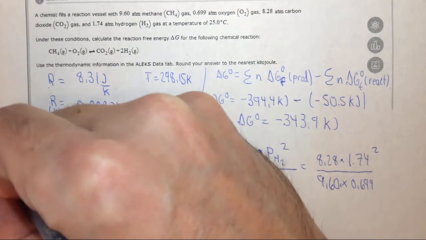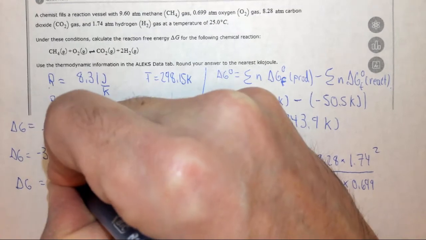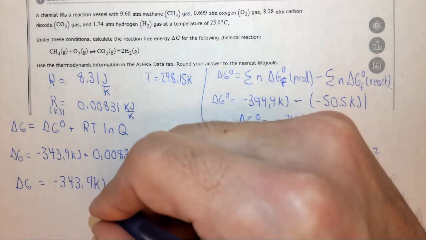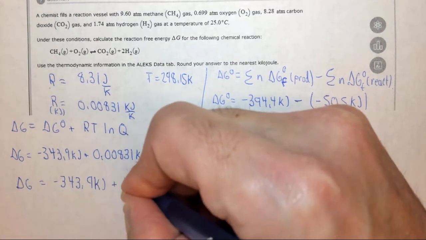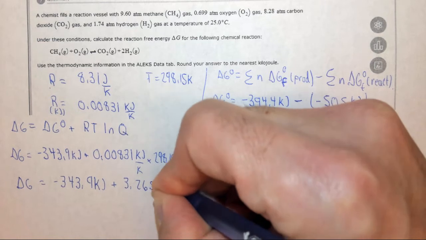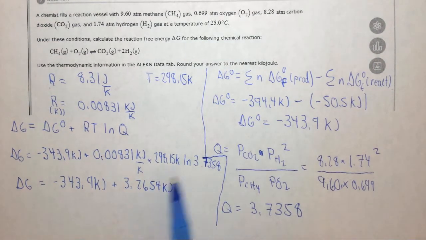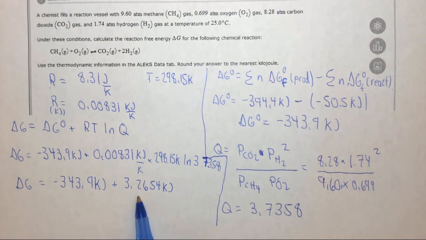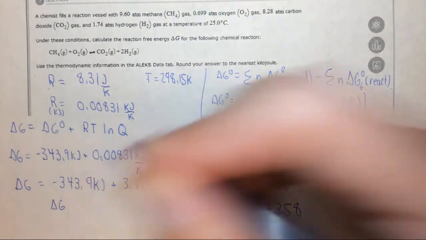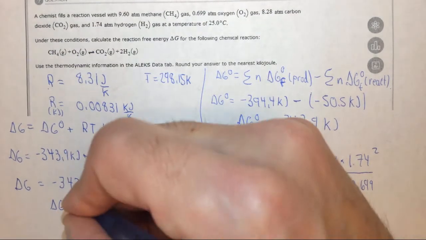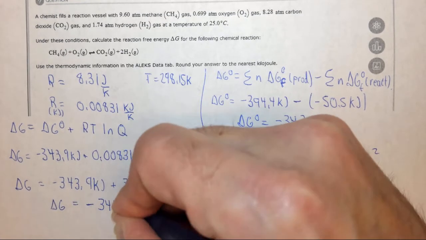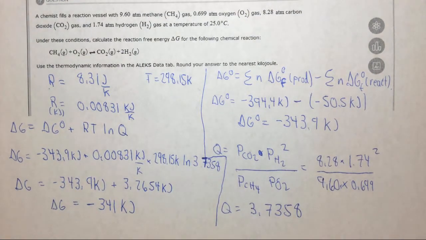We use a calculator to take the ln, and we get delta G equals minus 343.9 kilojoules plus 3.2654 kilojoules. So when we take the ln of this number, multiply it by the 298.15 times the 0.00831, we get this number. And we find delta G for these non-standard conditions is equal to, to the nearest kilojoule, minus 341 kilojoules. So this is how we can find delta G on non-standard conditions.